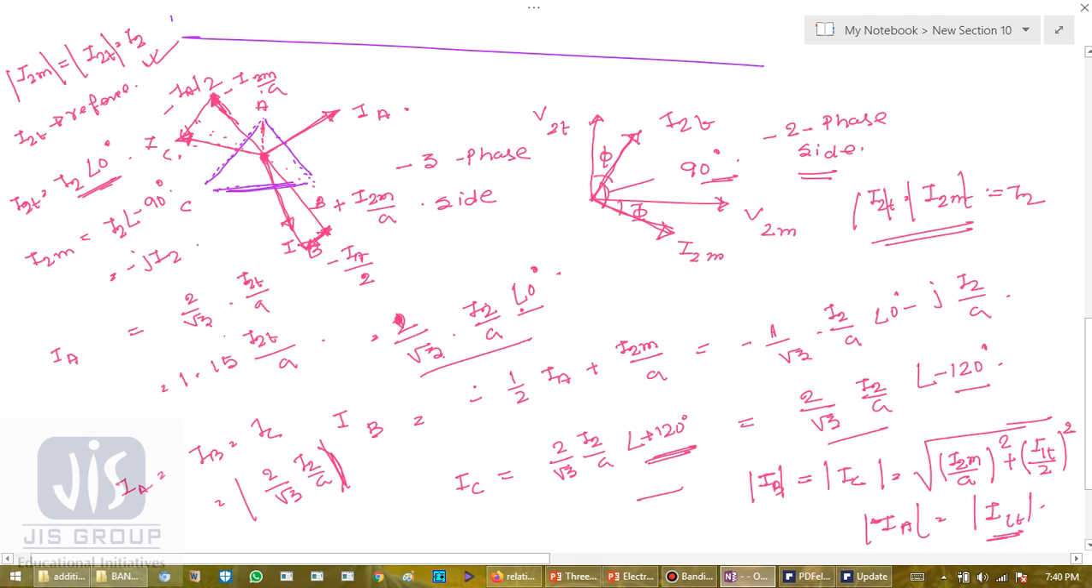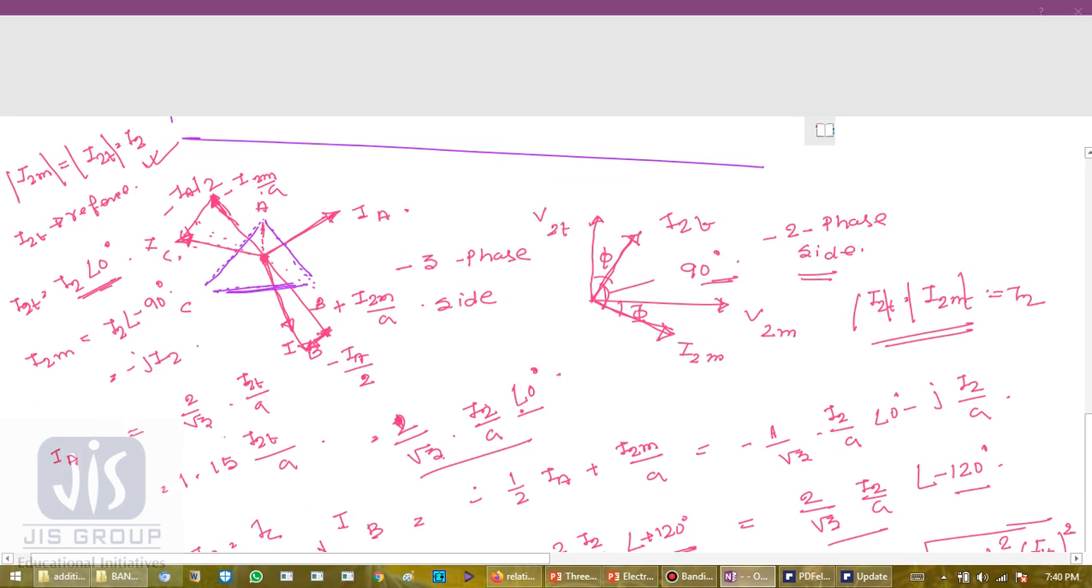Unbalanced load also we can deduce in the same fashion. And what are the applications of this Scott connection? It is basically applied for single phase loads such as electric trains, which are so scheduled as to keep the load on the three phase system as nearly balanced as possible. And also this is used in electric furnace installation. So this is all about Scott connection.